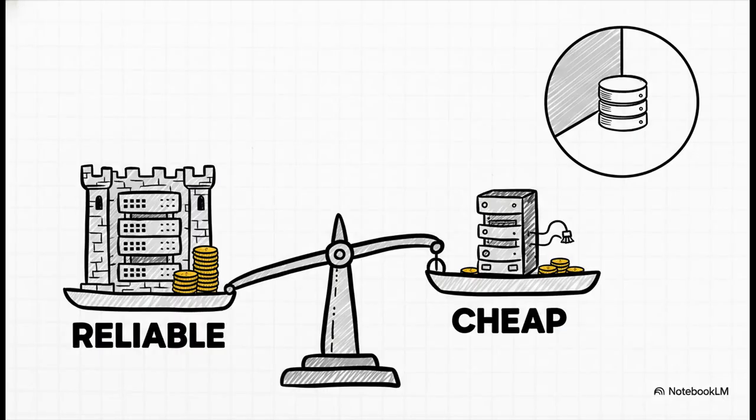And of course, there's the money. You can absolutely build an incredibly reliable system, a digital fortress, but it's going to cost you. Or you can build something cheaper that's, well, maybe a little less dependable. And this isn't pocket change we're talking about. Storage can easily eat up 30 to 40% of a system's entire infrastructure budget. That's a huge deal. So getting this trade-off right is crucial.